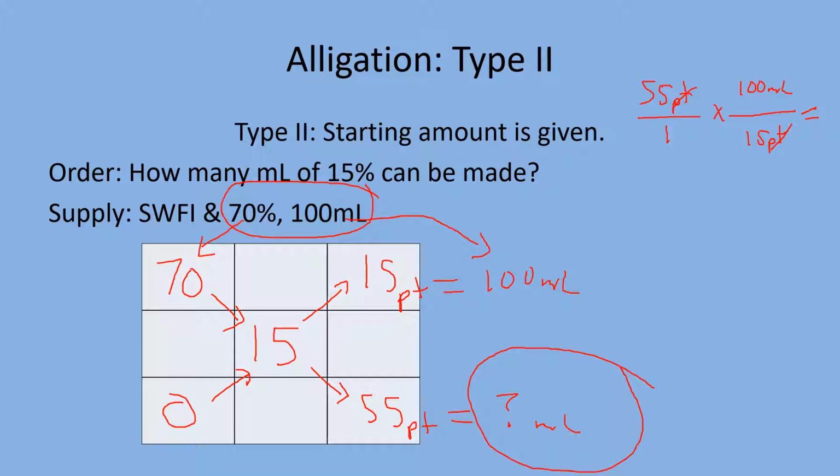So it's 366 for this one? Yeah, about 367 mL. So that is how much water you use, because the amount of 70% is given. The amount of 15%, just got to add them together. 100 plus 367 for 467. All right, one last example. Let's see what you guys retain.